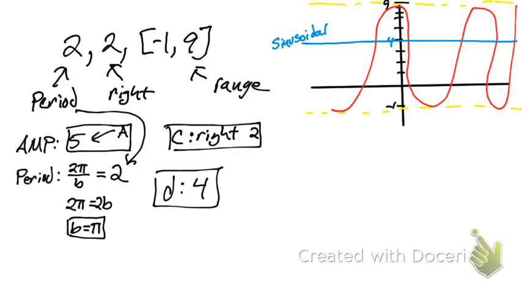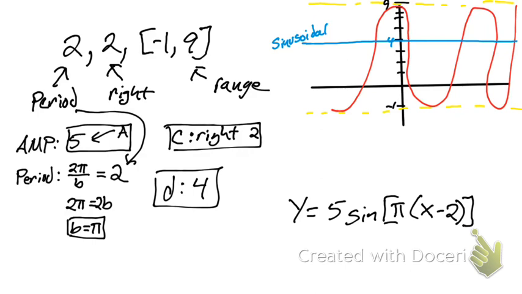In order to come up with a sine function, you just need A, B, C, and D, and now we have everything. So we can just go to y equals our A value, which is our amplitude, which is 5, times the sine of our B value, which is pi, times x. To go right 2 it is actually minus 2, and then it's going to be plus 4.